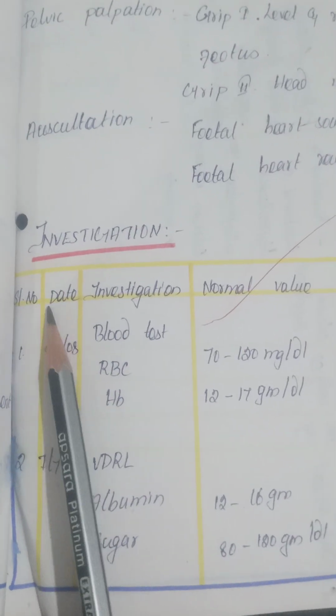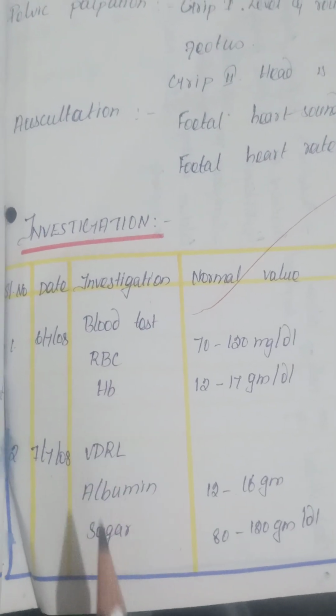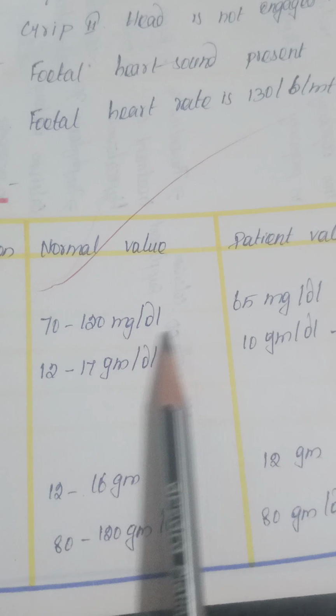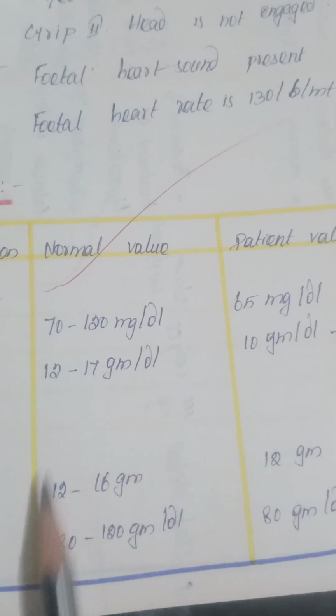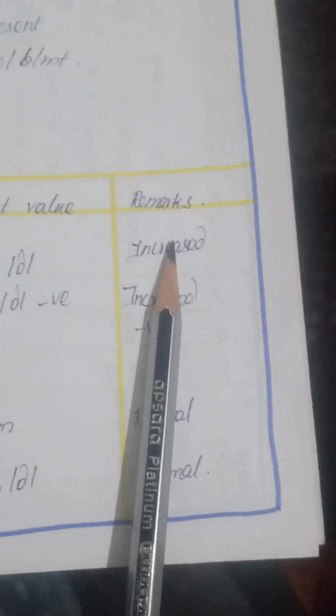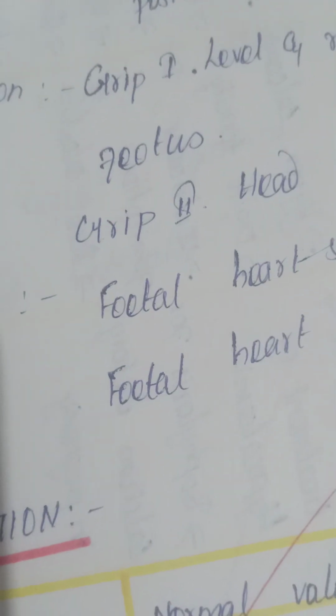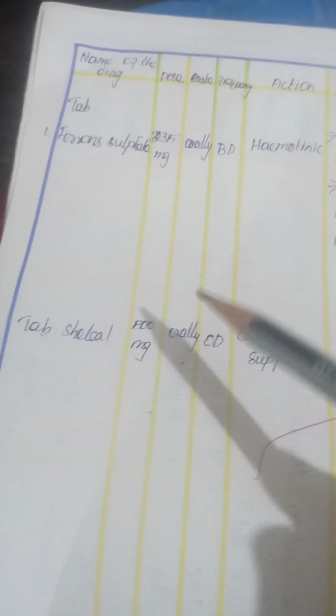Investigation. What are the investigations? You should write serial number, date, investigation, blood test, RBC, HB, VDRL, albumin, sugar, normal values 70 to 120, then 12 to 17, then patient range, then remarks. If increased, write increased; normal means normal. Then drugs. So the patient had 2 tablets, ferrous sulfate and calcium. Here the dose should be written.